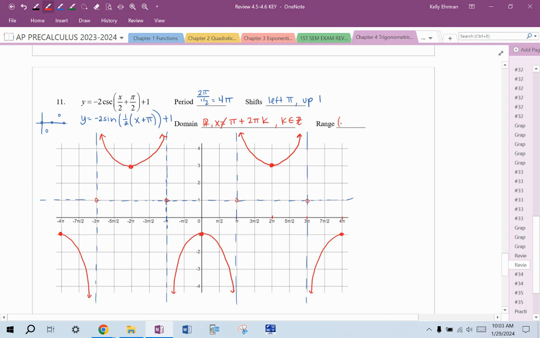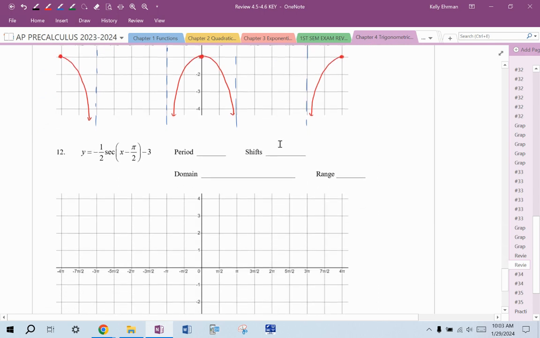The range is negative infinity up to negative 1 and positive 3 to infinity. And that's because we had an amplitude of 2, so that's why I was doing the points above and below 2 units. Okay, last graph.